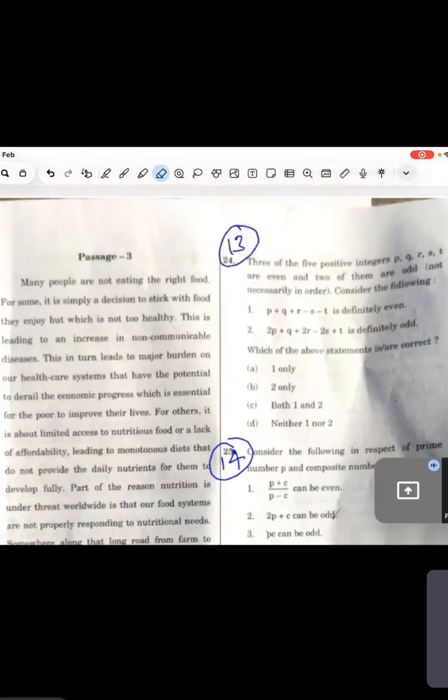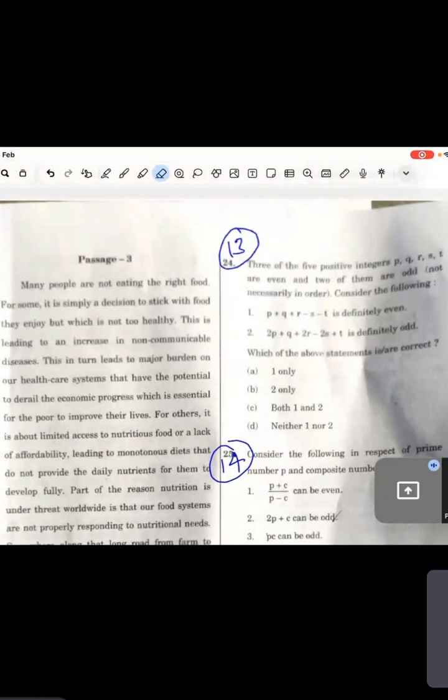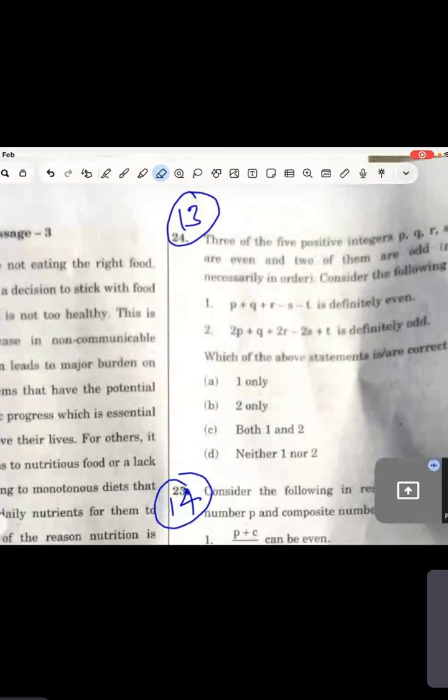Where is the next question actually? Yes. Read this question, Priyal. 3 of the 5 positive integers P, Q, R, S, T are even and 2 of them are odd. Consider the following: P plus Q plus R minus S minus T is definitely even, and second, 2P plus Q plus 2R minus 2S plus T is definitely odd.